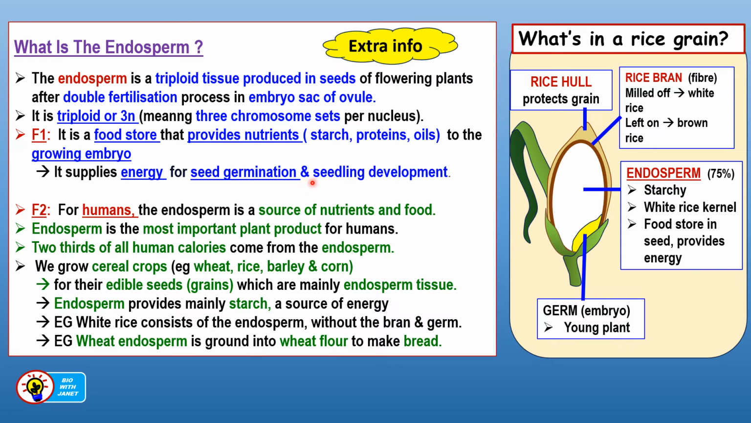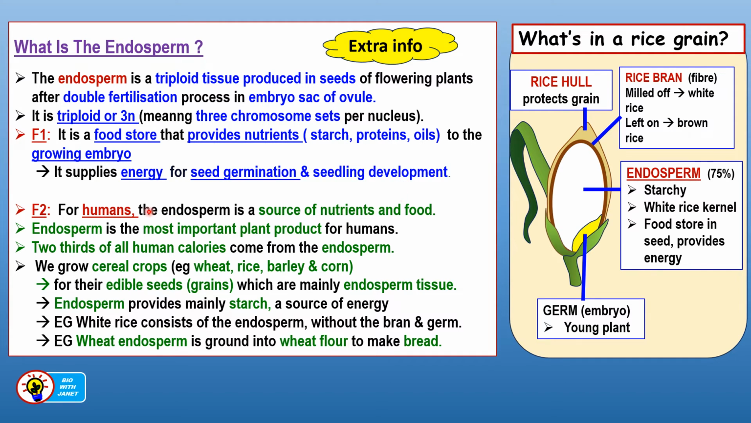Okay, after the embryo starts to grow and then produces the young roots and the young shoots, until the first green leaves are formed, the seedling will depend on the food store such as the endosperm before the first green leaves are formed, which can carry out photosynthesis. So it's needed for seedling development, okay, before the first green leaves are formed.